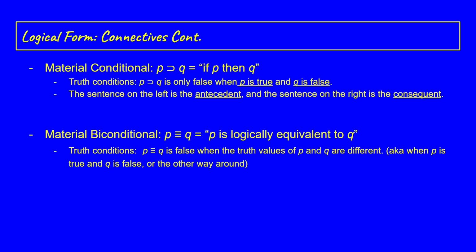The next connective is the material biconditional, or the tribar. P tribar Q essentially means P is logically equivalent to Q. The truth condition for the tribar is such that P tribar Q is false when the truth values of P and Q are different, aka when P is true and Q is false, or the other way around.